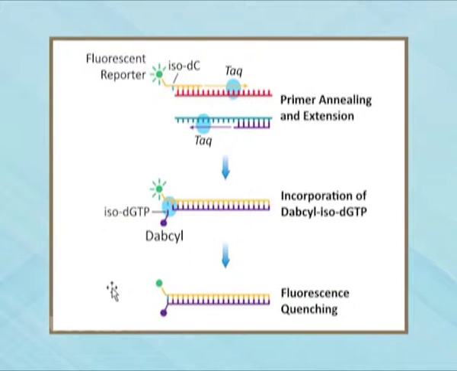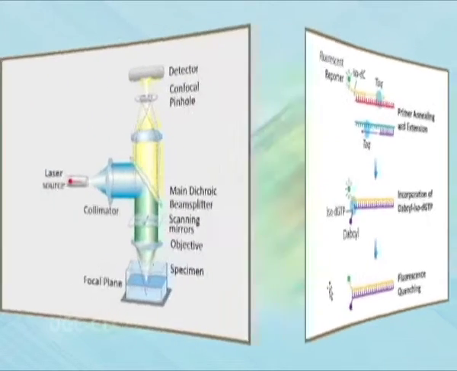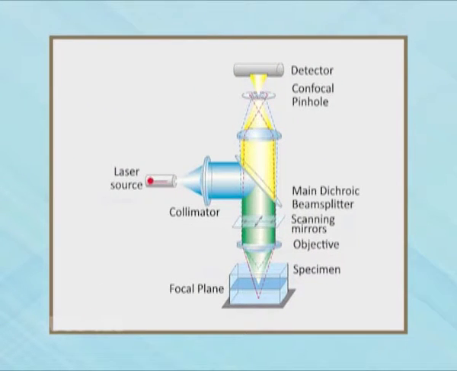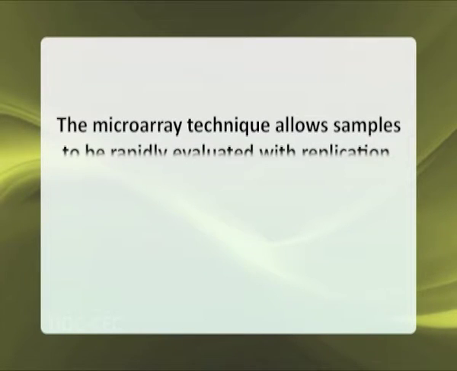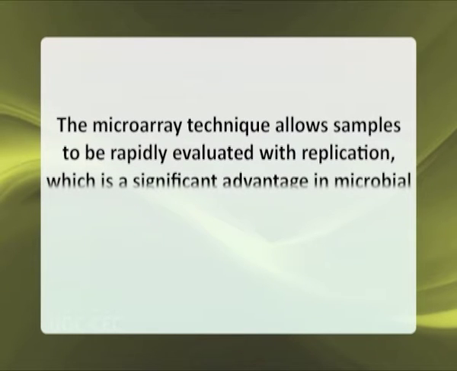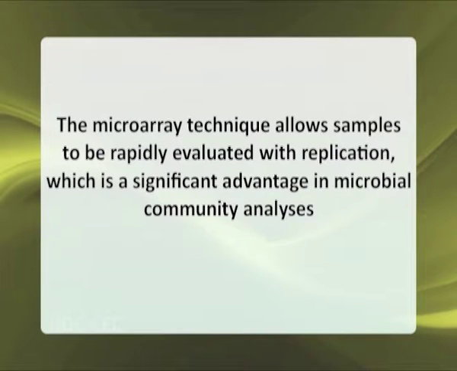The PCR products amplified from total environmental DNA are directly hybridized to known molecular probes which are attached on the microarrays. After the fluorescently labeled PCR amplicons are hybridized to the probes, positive signals are scored by the use of confocal laser scanning microscopy. The microarray technique allows samples to be rapidly evaluated with replication, which is a significant advantage in microbial community analysis.